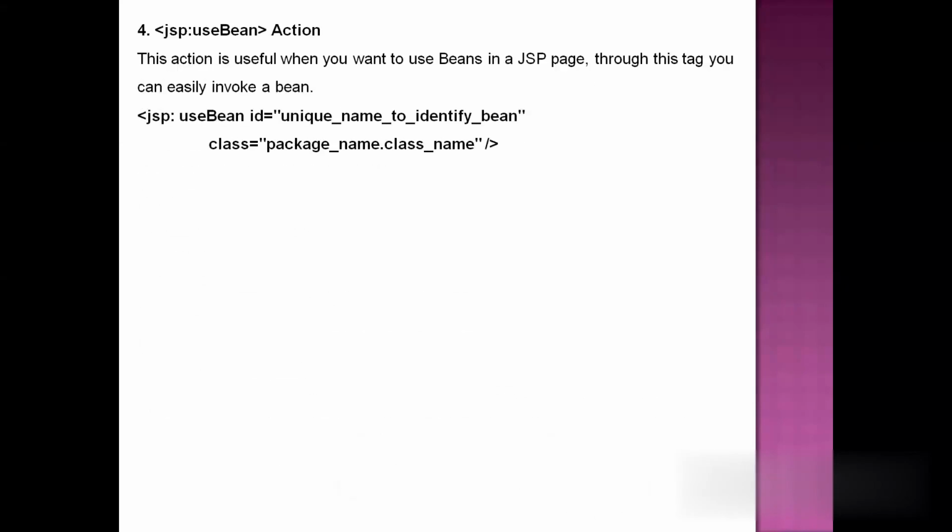See the next element. This is a very, very important action tag. Mainly this action tag is used for Java beans. If you want to connect your Java bean program to your JSP, then we use this useBean action tag. This action tag is useful when you want to use Java beans in your JSP page. Through this tag, you can easily invoke the bean. First of all, what does bean mean? It is a simple Java program.